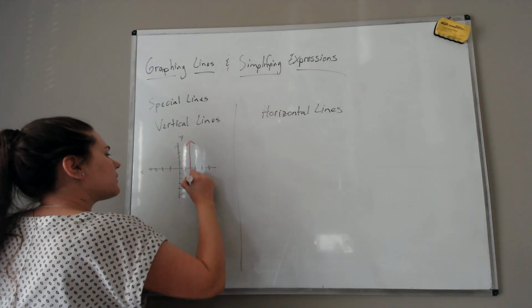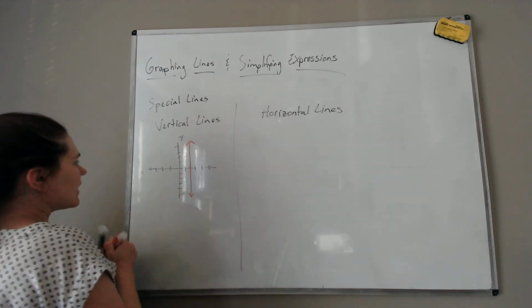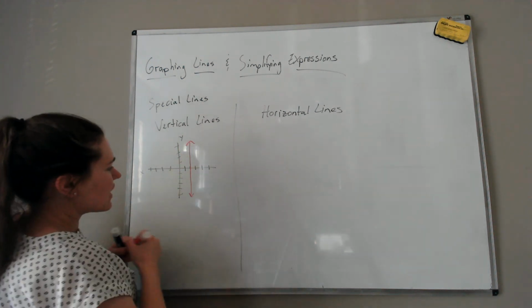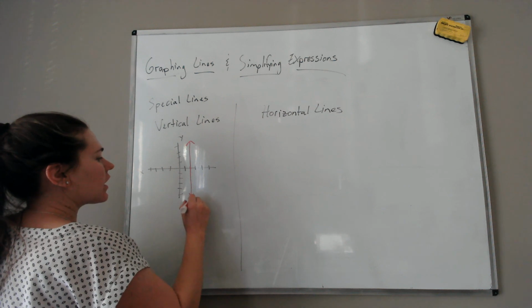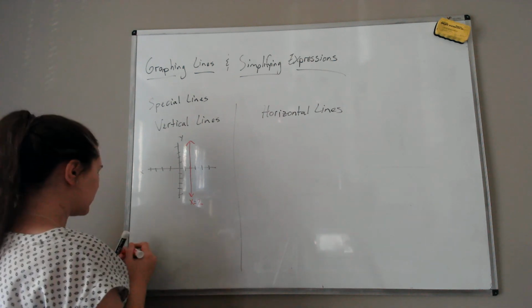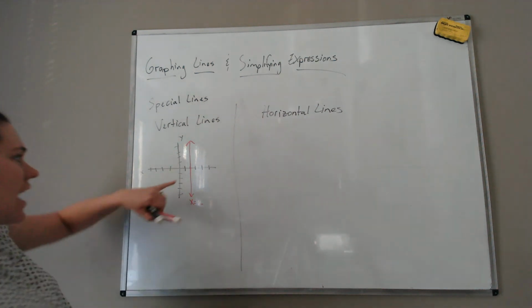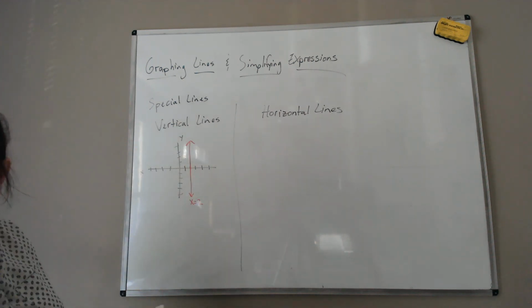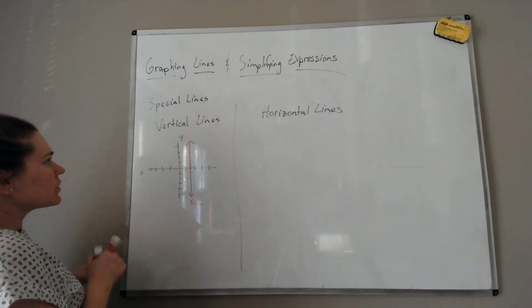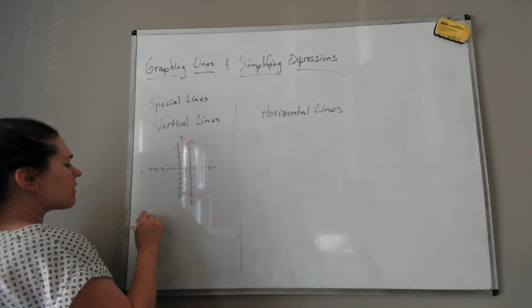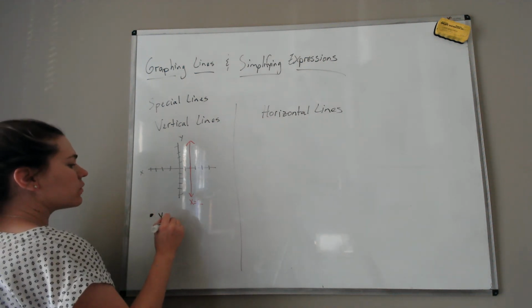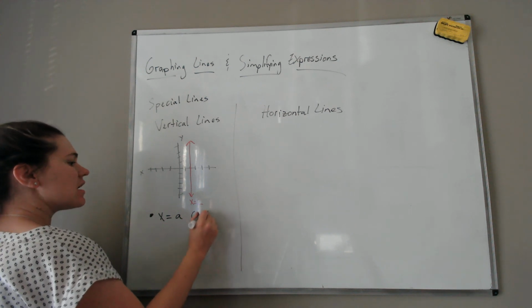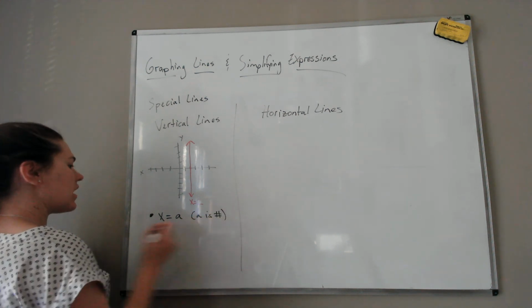A vertical line indicates that the x-coordinate is staying constant. The equation of this line would be x equals 2. So what this means is that it doesn't matter what y is, but x is always the value of 2. So when you have a vertical line, your equation is always x equals a, where a is a number.